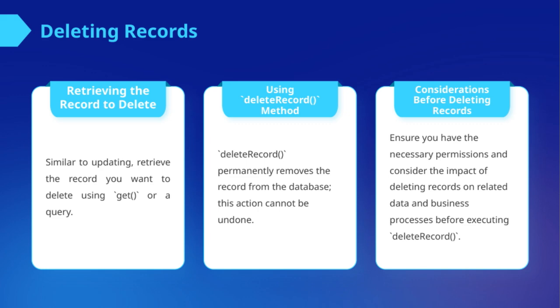When you're ready to delete, the first step is to retrieve the specific record you want to delete, just like you do when updating. You can retrieve it using GET, or a query to make sure you have the exact record in hand. Remember, the GlideRecord method permanently removes the record from the database, which means once you delete it, it can't be undone. This is a powerful action, so always double-check before executing it. Understanding these points helps ensure you're deleting data responsibly and safely, fitting into the overall management of your data lifecycle.